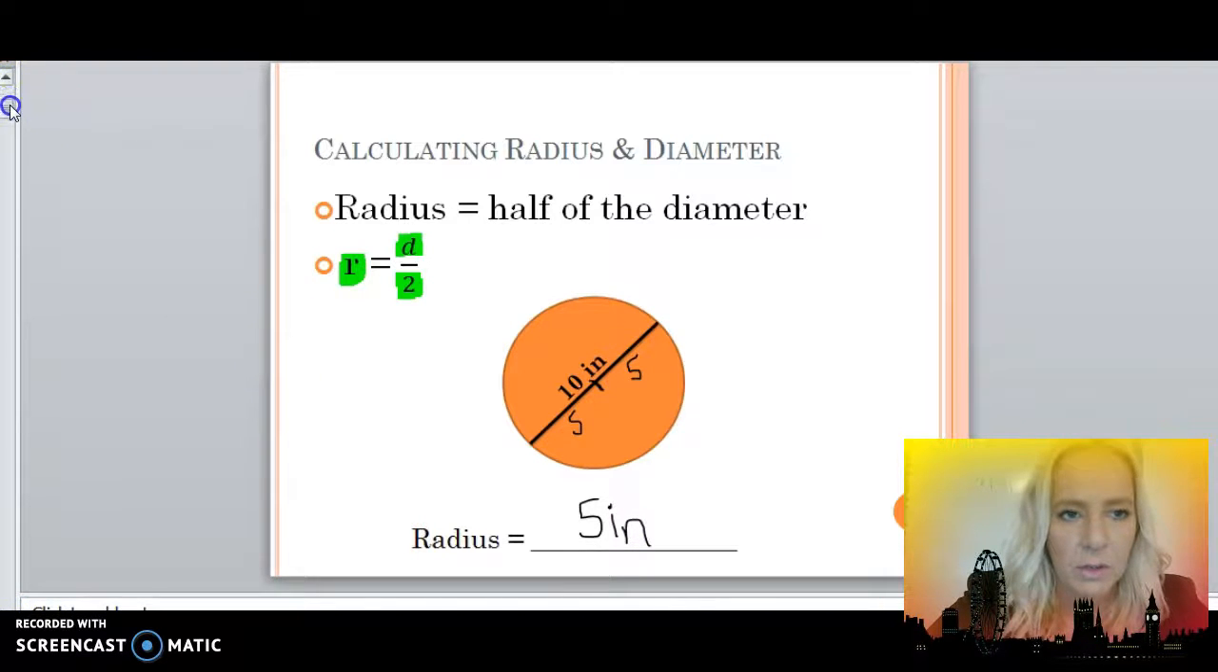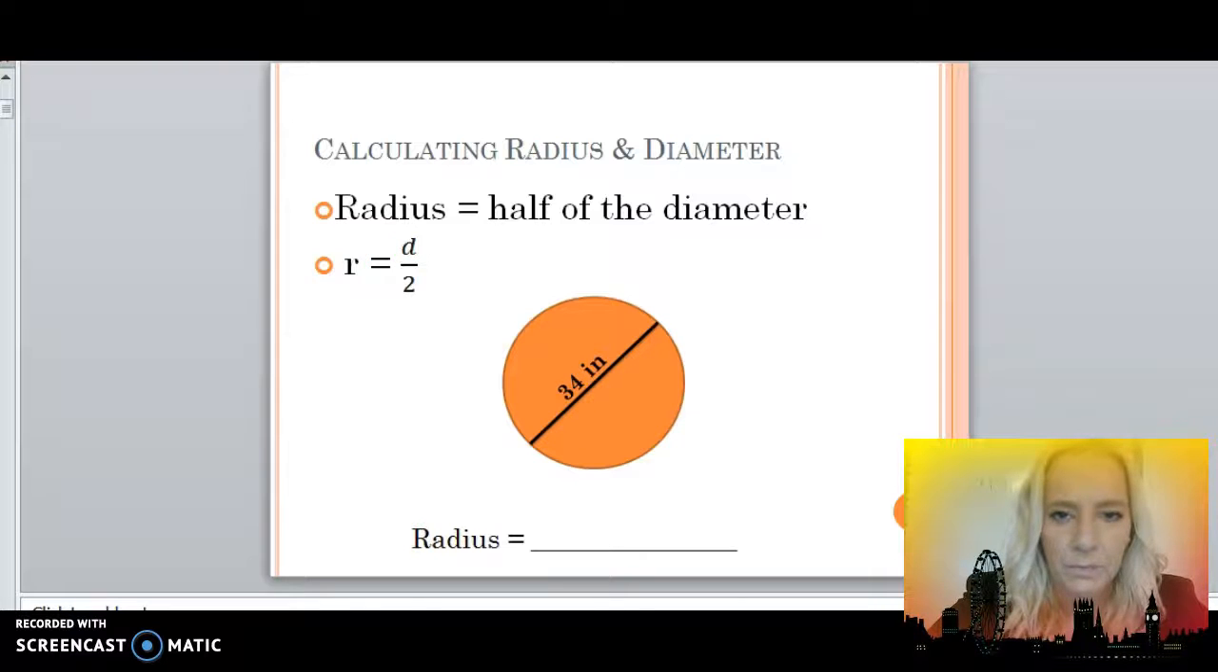Let's look at another example. Again, the radius is half the diameter. So if the diameter is 34 inches, radius is half the distance. So 34 divided by 2 is 17. So the radius is 17 inches.